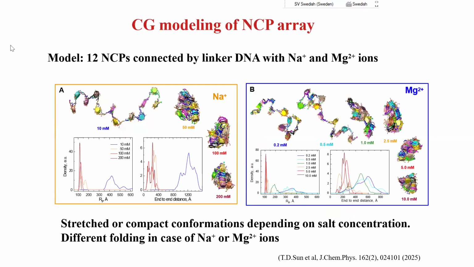Of course, they should be connected, and in the next step, the simulations are carried out with 12 connected with linker DNA connected nucleus and core particles, and here we have sodium and magnesium ion, and we can see there's different type of folding in the case of sodium and magnesium, and these conformations are more or less stretch or compact depending on the salt concentration.